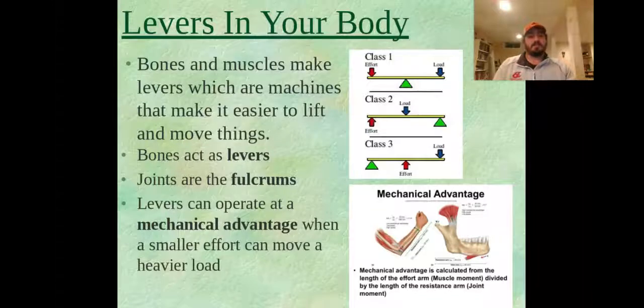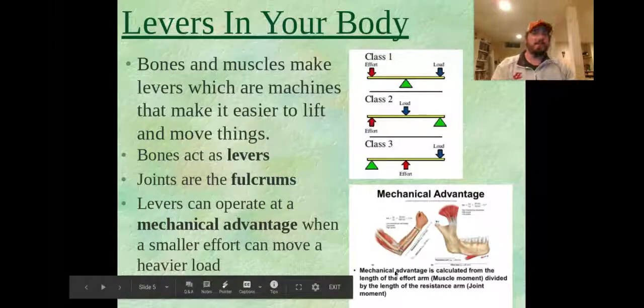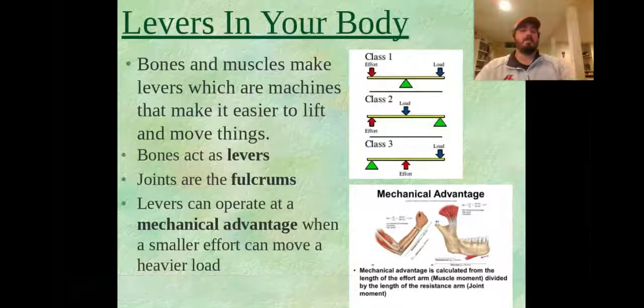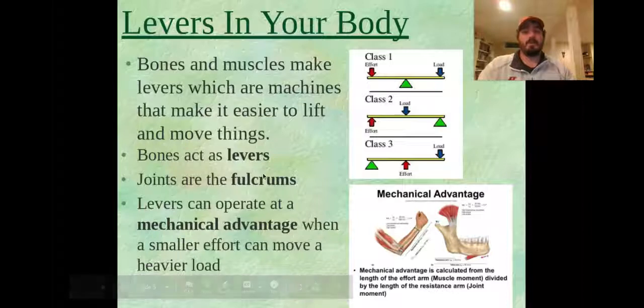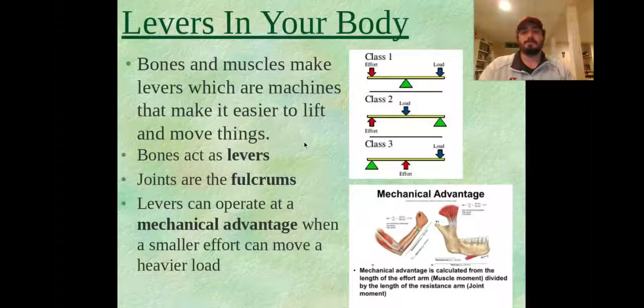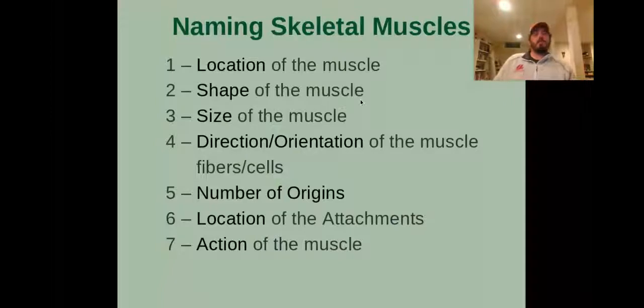Really cool stuff. And you can see the picture's a little small here, but you can actually calculate the mechanical advantage of your muscle contracting a joint, right? So you can calculate it from the length of the effort arm, so the muscle movement, divided by the length of the resistant arm or the joint movement. So there actually is a way to calculate the mechanical advantage you're creating in joints. All right. But the big thing here is that muscles and bones work by making levers and fulcrums to make our work easier. Okay. So that's kind of how muscles work, right?